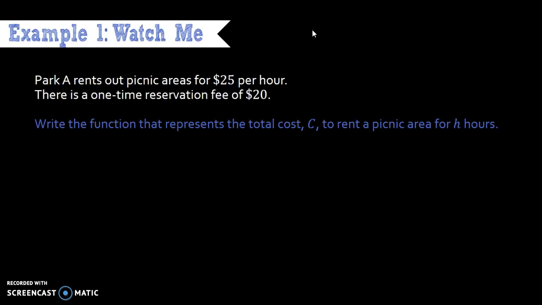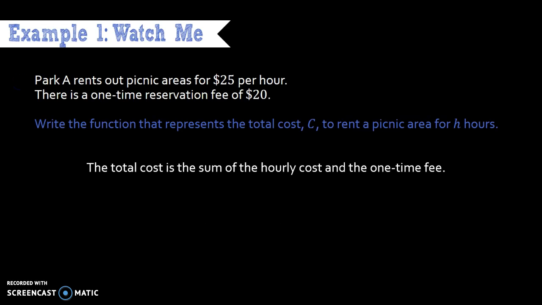Here's an example. Park A rents out picnic areas for $25 per hour, and there is a one-time reservation fee of $20. So you have to pay $20 up front, and then an extra $25 for every hour that you're using their picnic area. Write the function that represents the total cost to rent a picnic area for h hours.